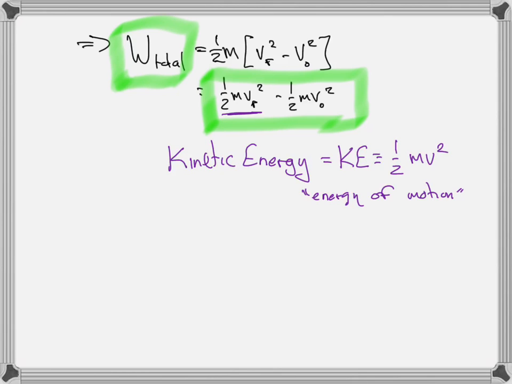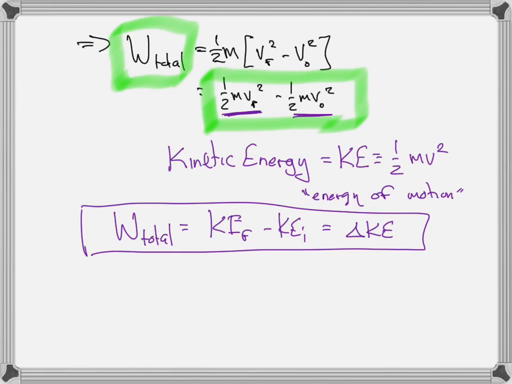And you can see, therefore, if this is the final kinetic energy and this is the initial kinetic energy, then work total equals KE final minus KE initial, or simply the change in kinetic energy. Work total equals change in kinetic energy. This is one of the most important laws that you will ever learn in science.